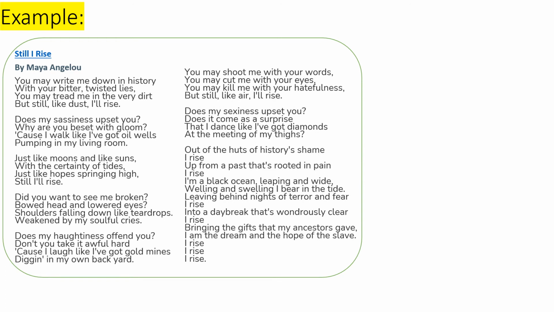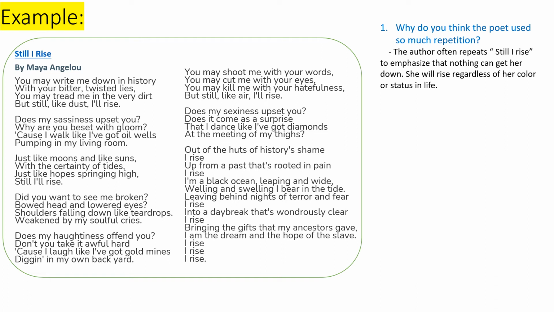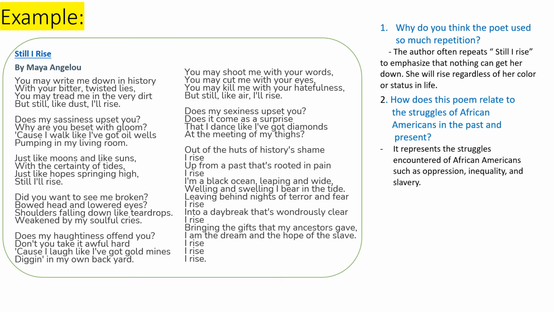So here are the possible answers to the questions mentioned earlier. So why do you think the poet used so much repetition? The author often repeats "Still I rise" to emphasize that nothing can get her down. She will rise regardless of her color or status in life. Second, how does this poem relate to the struggles of African Americans in the past and present? It represents the struggles encountered by African Americans such as oppression, inequality, and slavery, which are still relevant up to today.